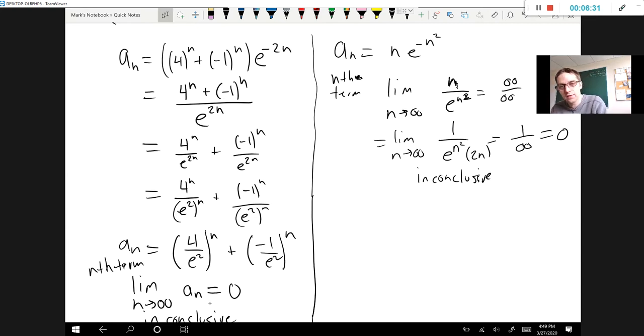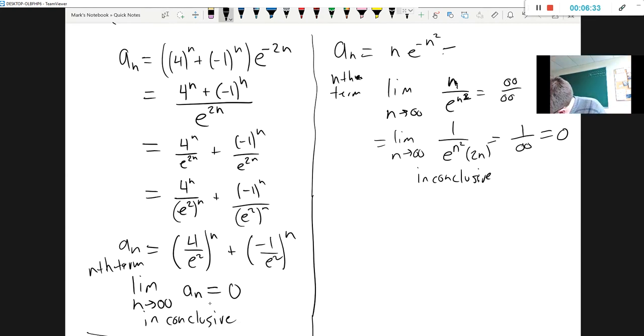Here we have n e to the negative n squared, or n over e to the n squared. That does not look like a geometric series. It also does not look like a telescoping series, and so we're probably going to need to use one of our comparison tests here. And the first one that's proposed is the integral test. So let's give that a try.